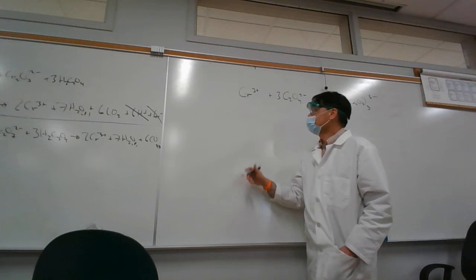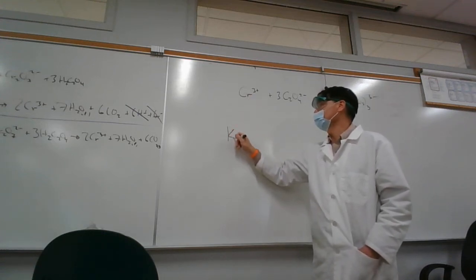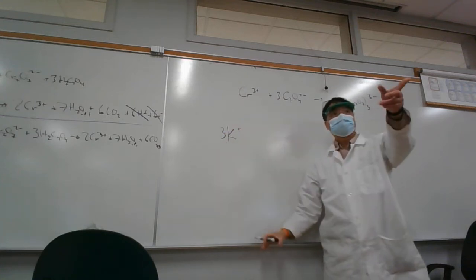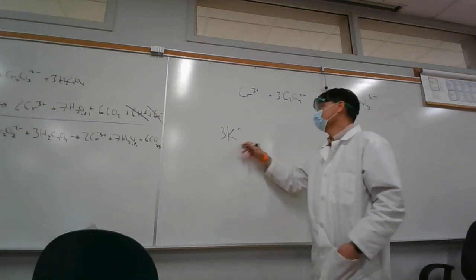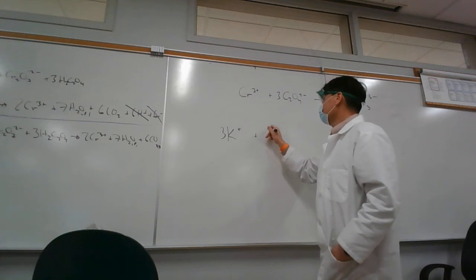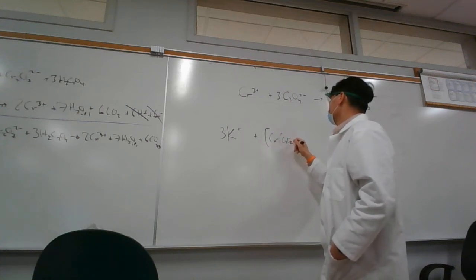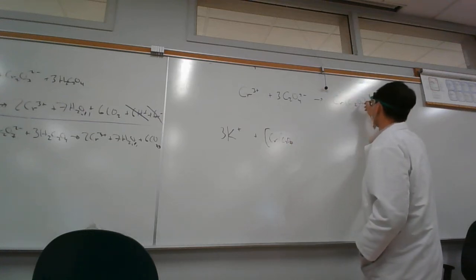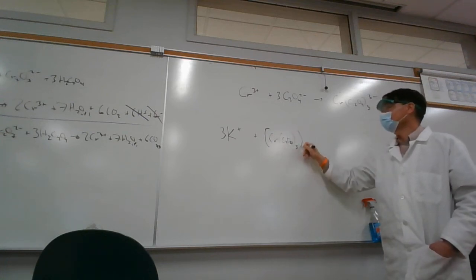There were some spectators, so this is reaction 2. There were some spectators in there, the potassium ions. Those are the spectators from the potassium dichromate and the potassium oxalate. And so we're going to take 3 of these and then have that combined with the trioxalato. This is wrong. Sorry. C2O4. Trioxalato complex.